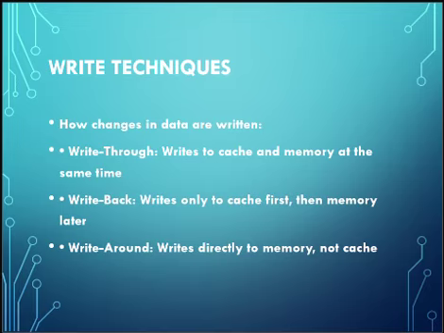Write techniques. When we change data, we have to decide how to update it in memory. Write-through writes to both cache and memory at once. Safe but slower. Write-back writes to the cache first, then memory later. It's faster but risky if the cache crashes.